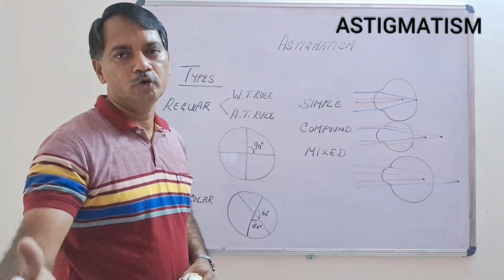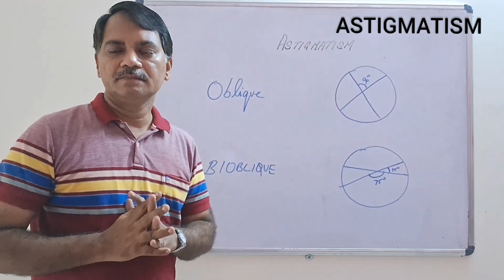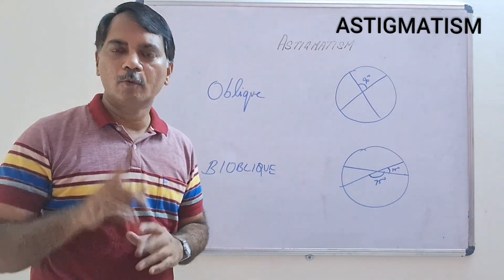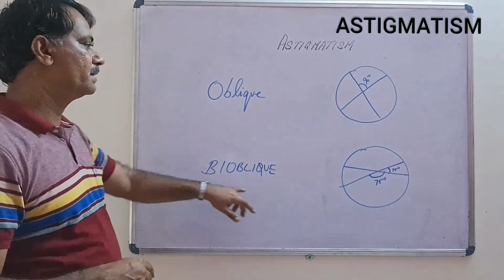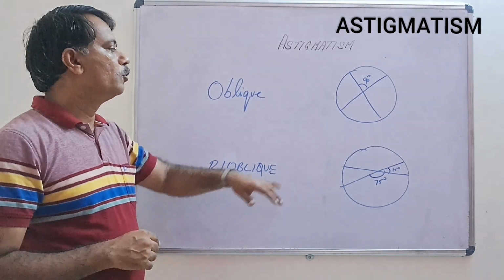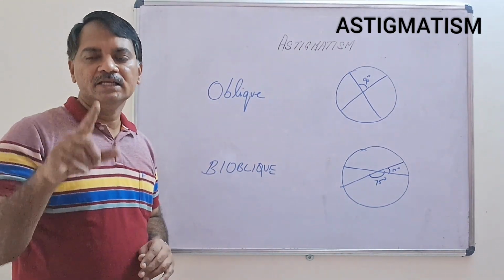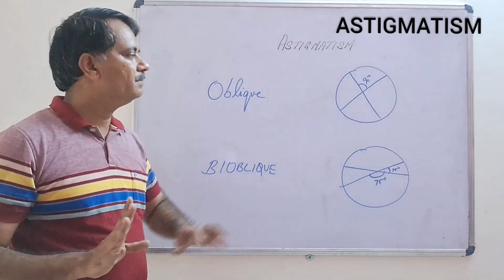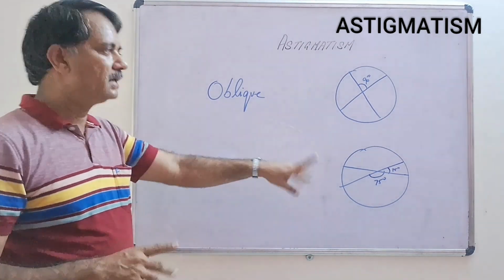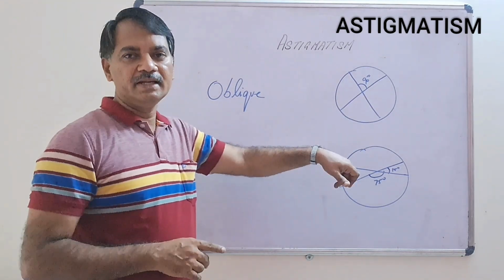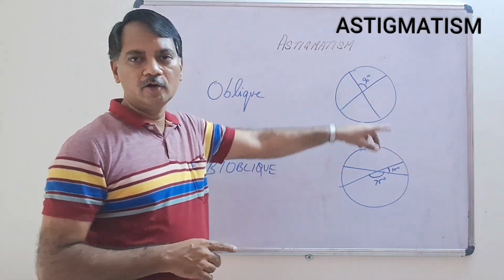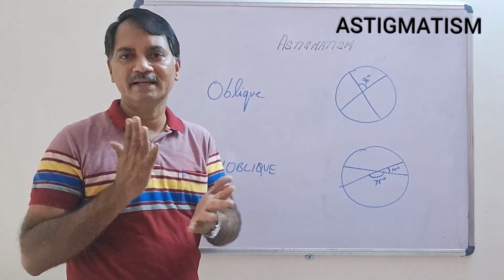hypermetropia and myopia. Astigmatism can also be classified as oblique astigmatism and bi-oblique astigmatism. In oblique astigmatism, the meridians will not be at 90 or 180 degrees. They will be at some other degrees. But the two opposite meridians will have an angle of 90 degrees. They will be at right angles.